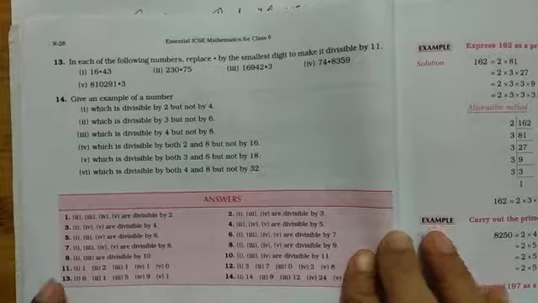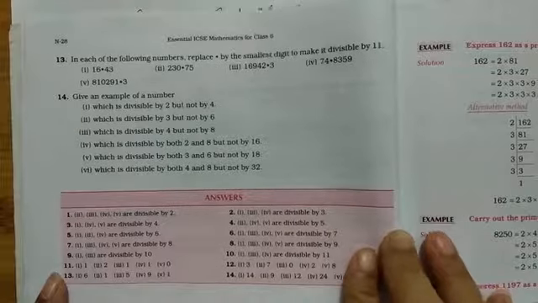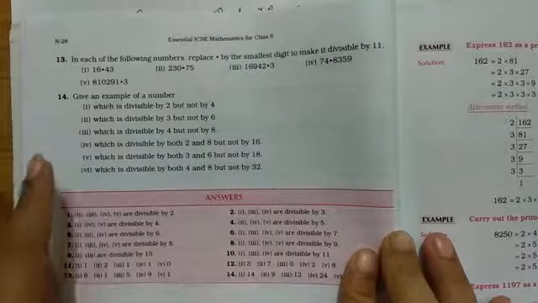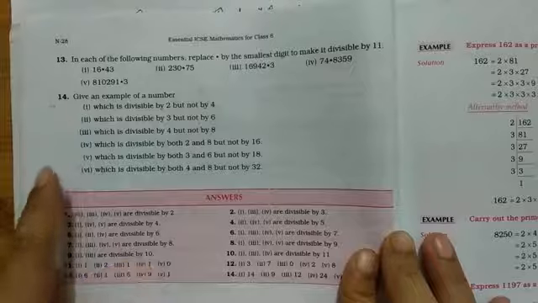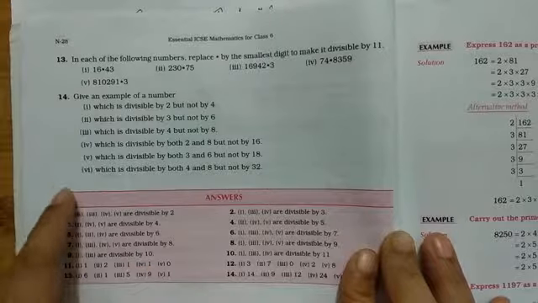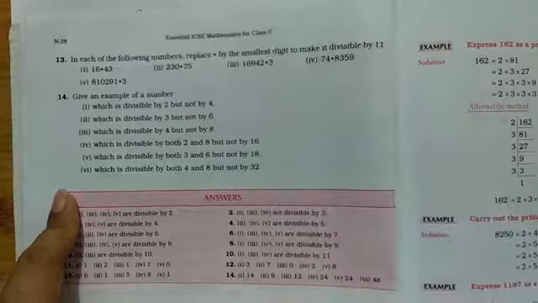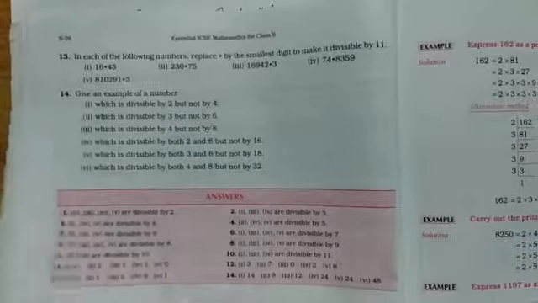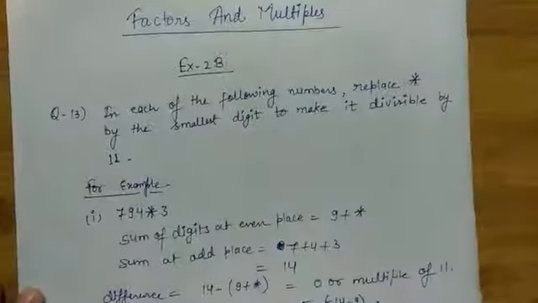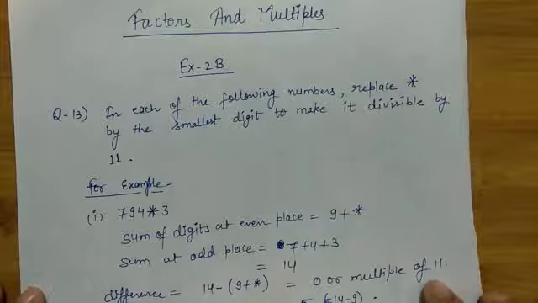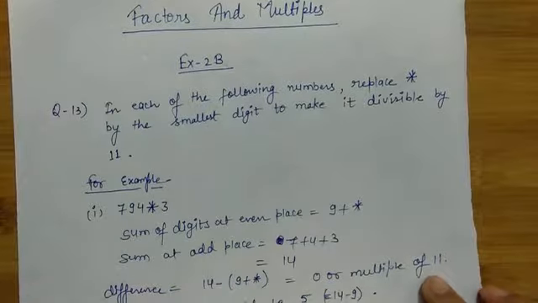What question I am talking about? This is your math book, page N28, question number 13, and I am talking about the question number 13 now, and the 14 is easy. I'll explain you. So now we have to focus on the question number 13. How can we do this? So what this question is saying, in each of the following numbers, replace asterisk symbol by the smallest digit to make it divisible by 11.